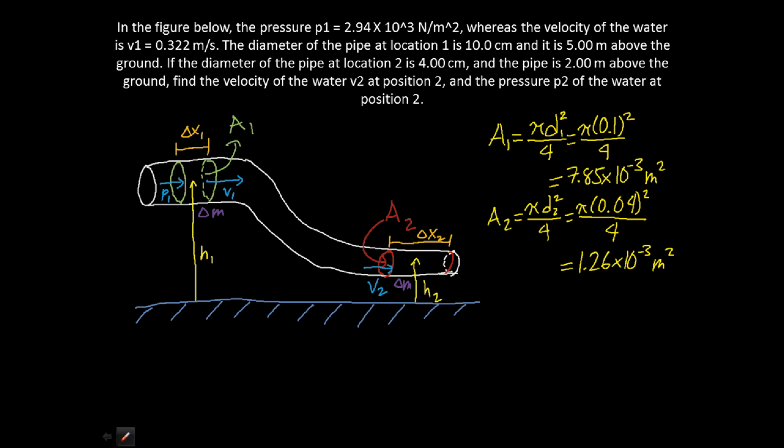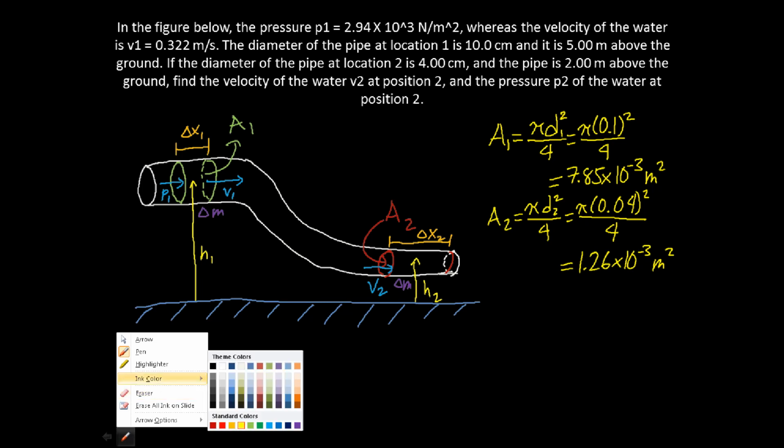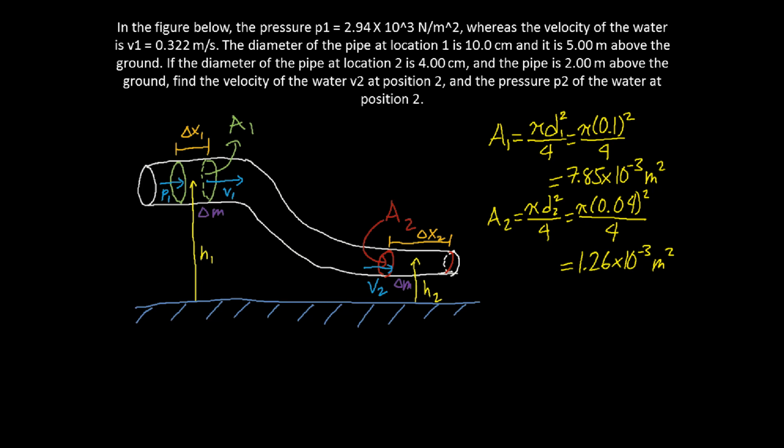So, we're going to recall our equation for continuity, and by manipulating the formula, we will have V2 equals A1 over A2 times V1.